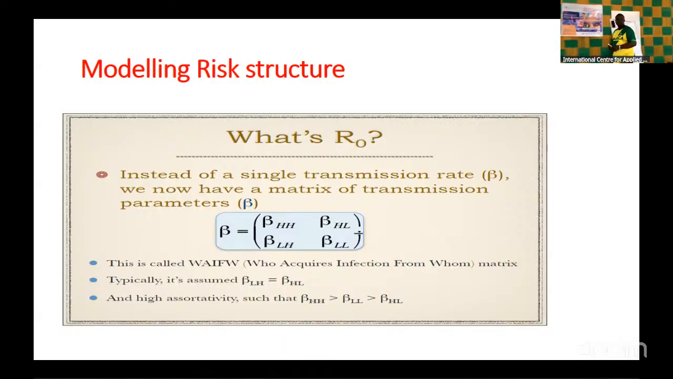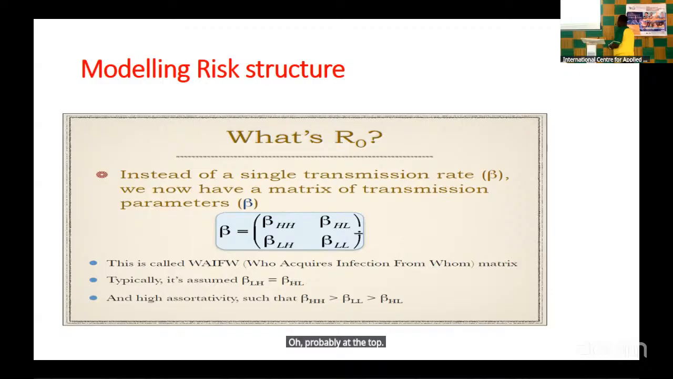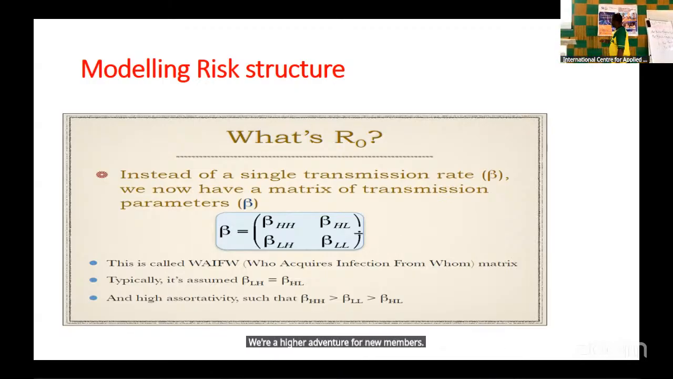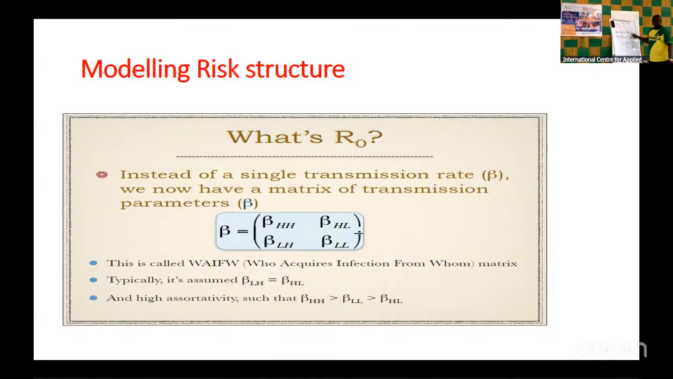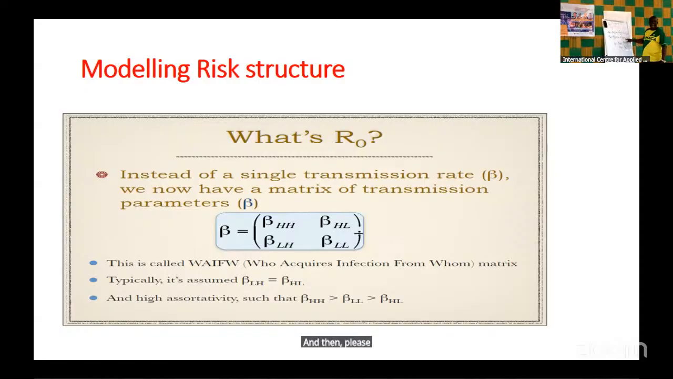I'll come to beta. So what happened there is this is called WAIFW, who acquires infection from whom matters. Now, you acquire infection from whom? So this one acquires infection from IH, and then this acquires infection from IL. This acquires infection from IH, and this acquires infection from IL.